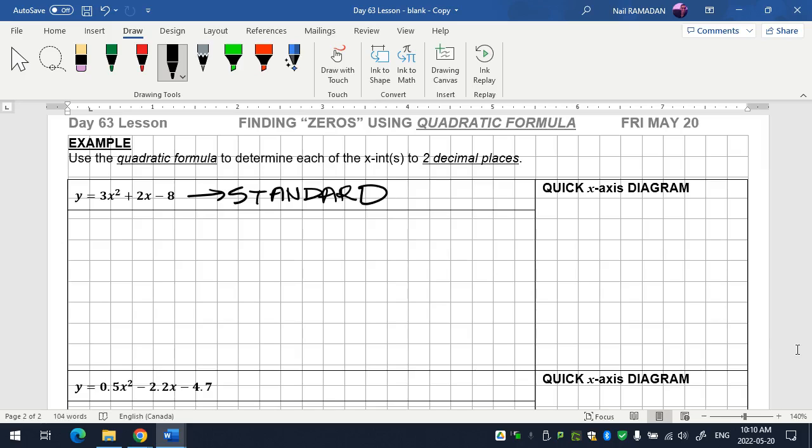Can you tell me what's my A value? Which basically is what's my first number in the equation? Number 3. What's my B? Which is what's my second number? 2. Positive or negative? Just wait. What's my C?